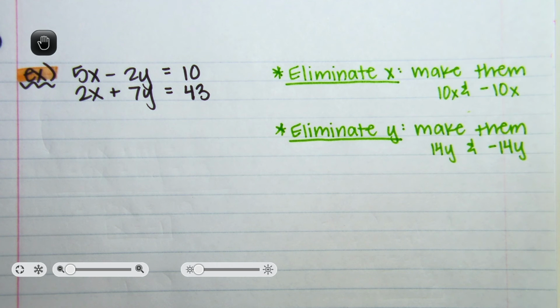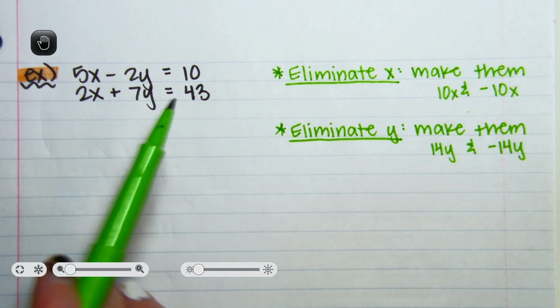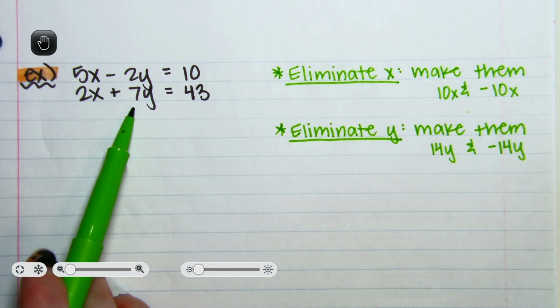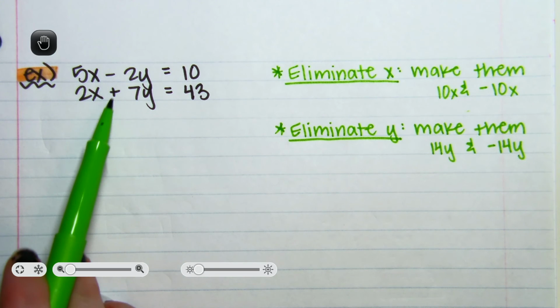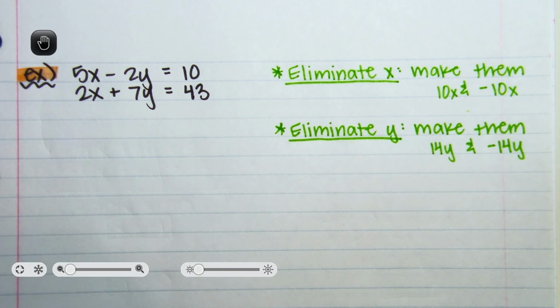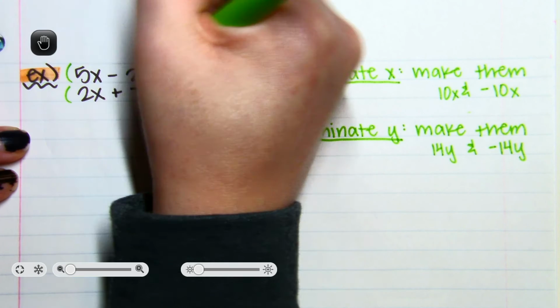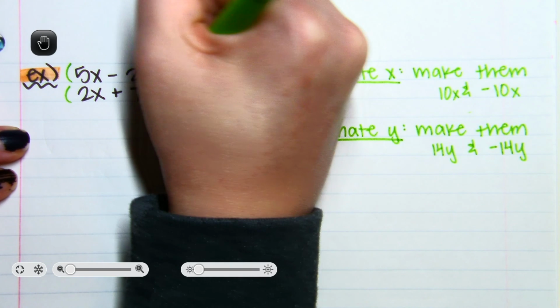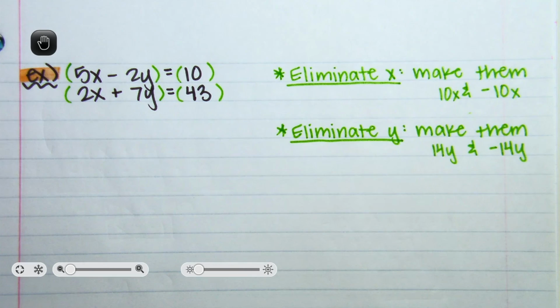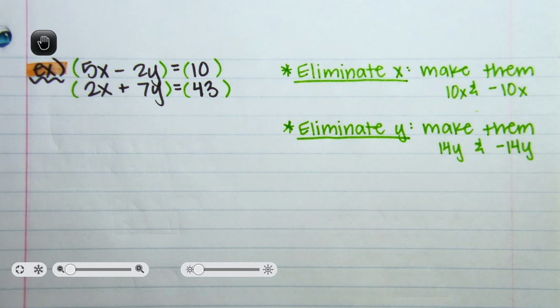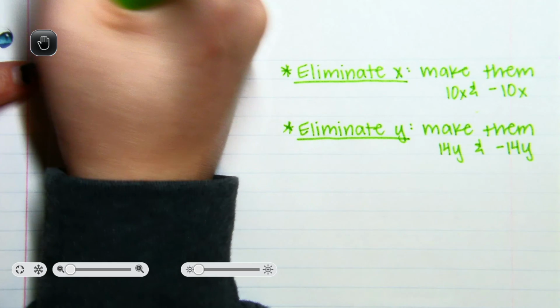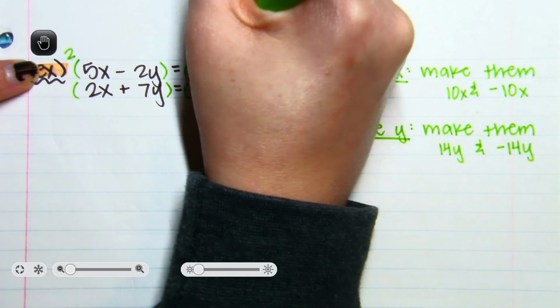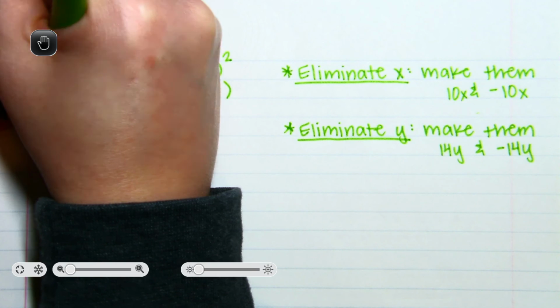is totally your preference. Some people may want to eliminate the y's instead because you already have one that's positive and one that's negative. Personal preference. You'll get the same answer either way. So I'm going to choose to eliminate the x values instead. So the top equation I have to multiply by 2, and the bottom equation I have to multiply by 5.